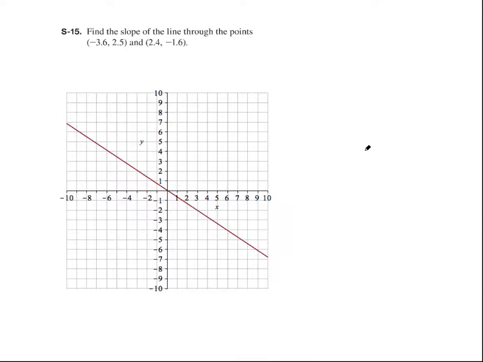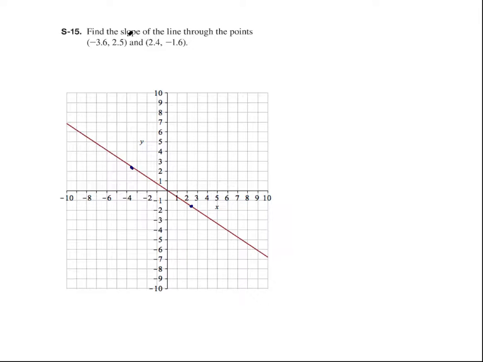Okay, here's S15, and we're asked to do the same thing. Calculate the slope of a line that passes through these 2 points here. And again, if we plot these 2 points, at negative 3.6, that's around right here, go up 2.5, that's this point right there. And then the point 2.4, that's approximately right there, and then go down negative 1.6, so that's about right here. Notice that the line that passes through these 2 points is actually decreasing, so it's falling from left to right.